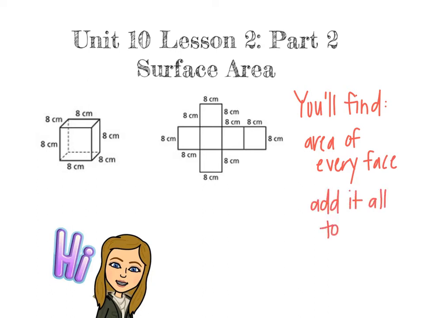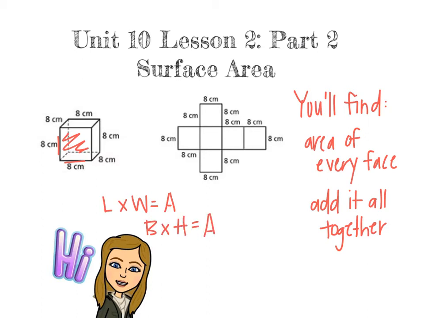So with a cube, we'll start with, say, the front face, which is 8 centimeters by 8 centimeters. And remember, we find area by taking length times width. You can also say base times height as well, and that means the same thing. So if I take length times width of that first face, I'm doing 8 times 8, which would equal 64. So let's say that this was the front face here.